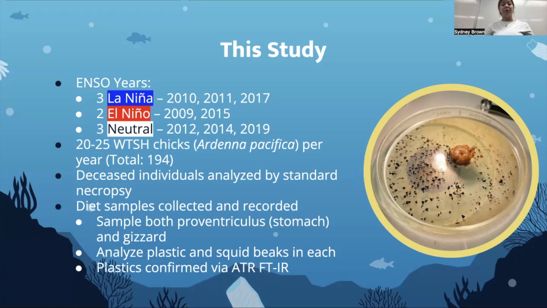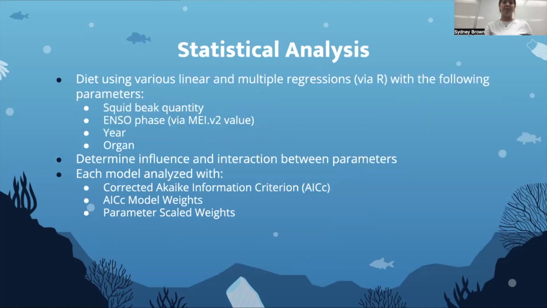This group of seabirds has two-chambered stomachs, with the proventriculus and the gizzard, and this is part of the reason why this group particularly has high plastic loads, is because the gizzard really retains that plastic. And said plastic I will confirm via attenuated total reflectance Fourier transform infrared spectroscopy.